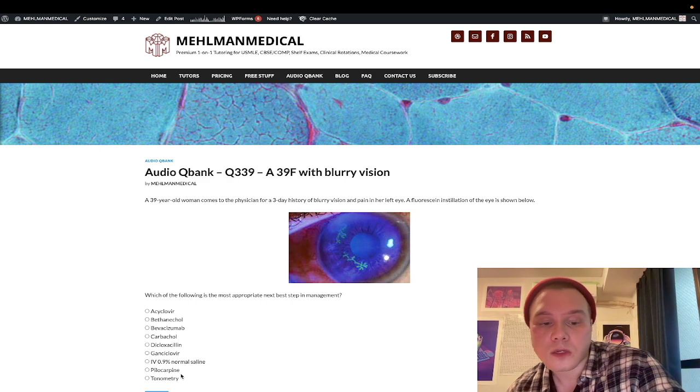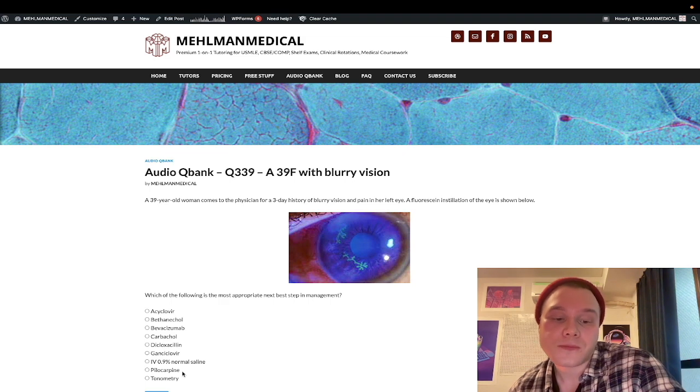Pilocarpine, wrong answer. This is a muscarinic receptor agonist that's used for acute angle glaucoma, okay? So as I just described with the painful red eye, after tonometry is performed, topical pilocarpine, very effective, okay? It increases tearing, okay, decreases intraocular pressure.